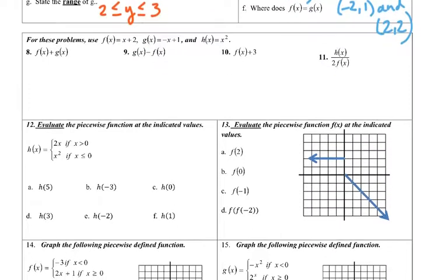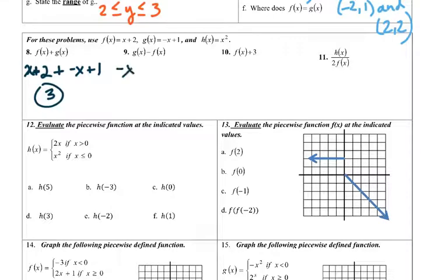For function operations, we're going to add or subtract functions. So f of x is x plus 2 from the directions, x plus 2. G of x is negative x plus 1. Oops, they're not equal to each other. Sorry, we're just adding those. X plus 2 plus negative x plus 1. So it's just 3, right?